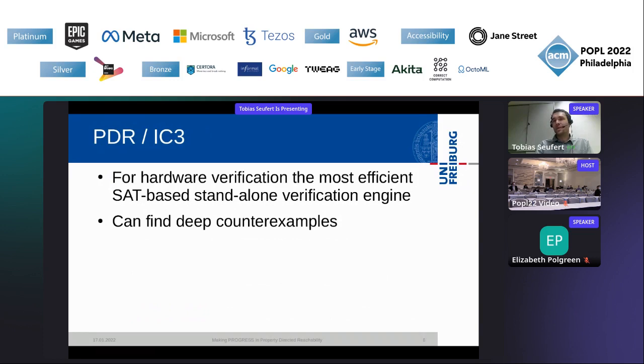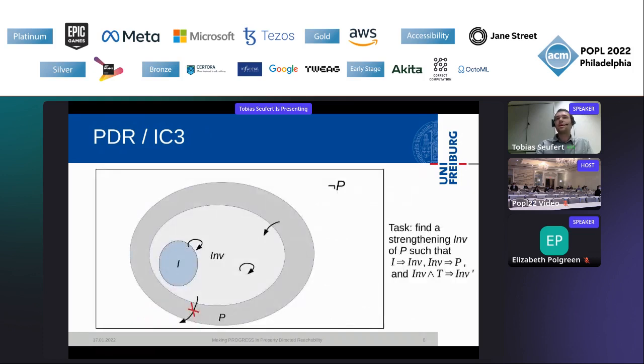And let me just quickly justify why. Because in hardware verification, we really consider, and this is a wide consensus, that PDR is the most efficient standalone verification engine there is. And also, PDR is able to find deep counterexamples, and this is what people usually would want to find when they impose restrictions on a system. And yeah, I will just quickly give you an idea of how PDR works here.